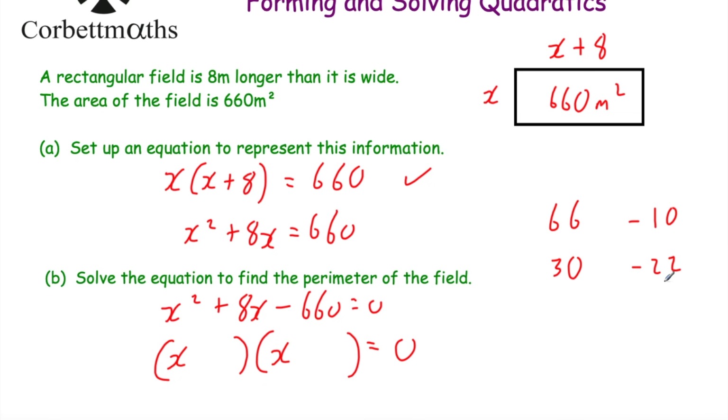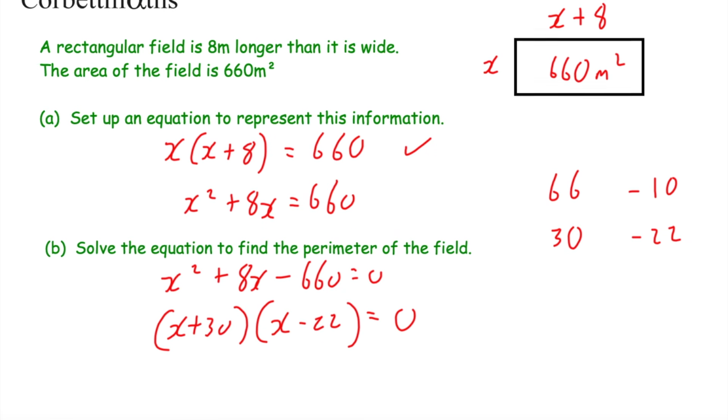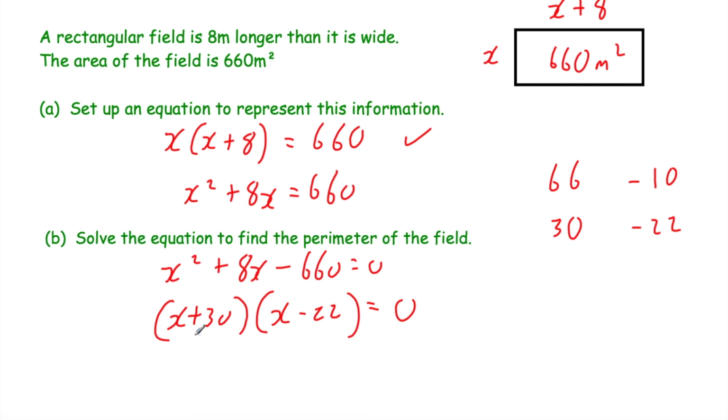And actually that works. If you do minus 22 plus 30, that's equal to 8. So it's going to be plus 30 and minus 22. So we've factorised now. We want to find our solution, so we want to make both brackets equal to 0. So this bracket, x would be equal to minus 30, or here x would be equal to 22, because to make this bracket 0 it would be minus 30, because minus 30 plus 30 is equal to 0, and here to make this bracket equal to 0 x would have to be 22.